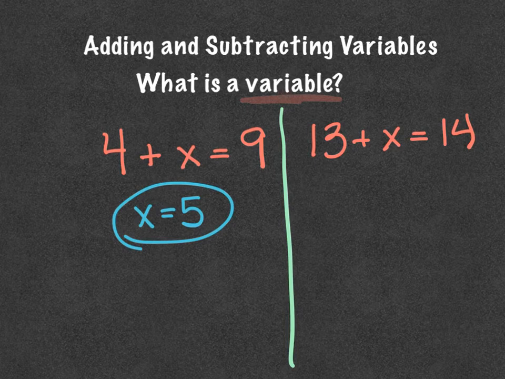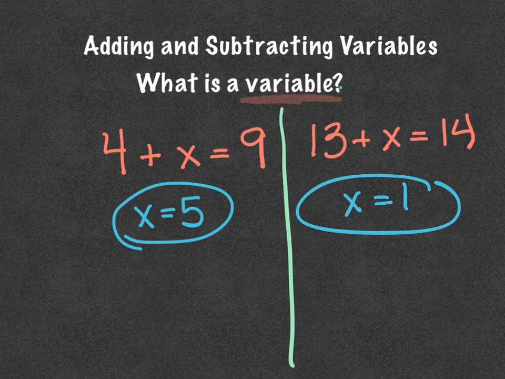But on this side, I could think about it as a fact family, or I could just think of it as a blank. So 13 plus what would equal 14? So in this case, x is going to equal 1. So the reason they call it a variable is that x could equal different things depending on the problem. The actual numbers are called constants because 13 is always going to equal 13. But in our problem, the x can change its value depending on the equation. And so that's why it's called a variable.